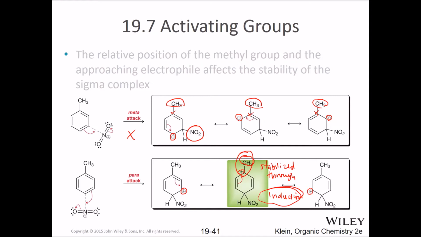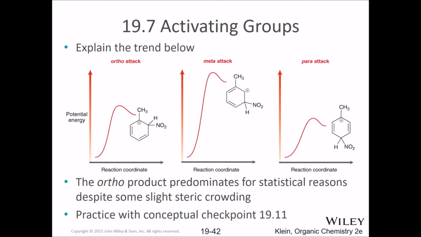All right, so if you have an alkyl group on a benzene ring, it's going to activate this because it's bringing electrons in and it's stabilizing the carbocation intermediate, the sigma complex. All right, now, explain this trend below.